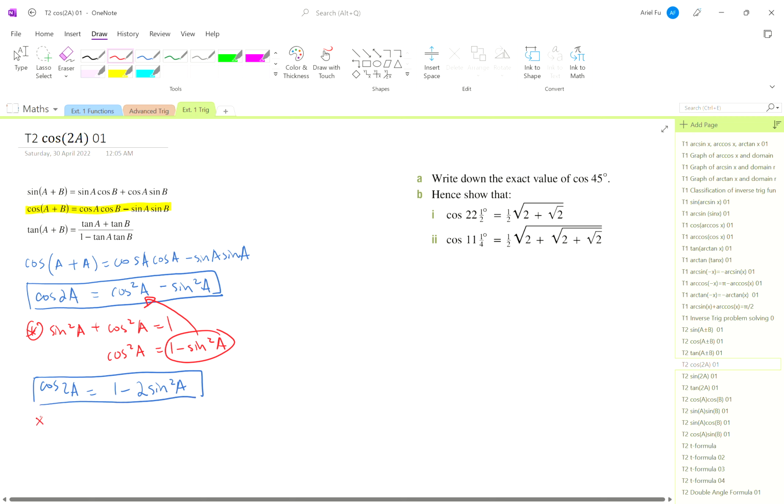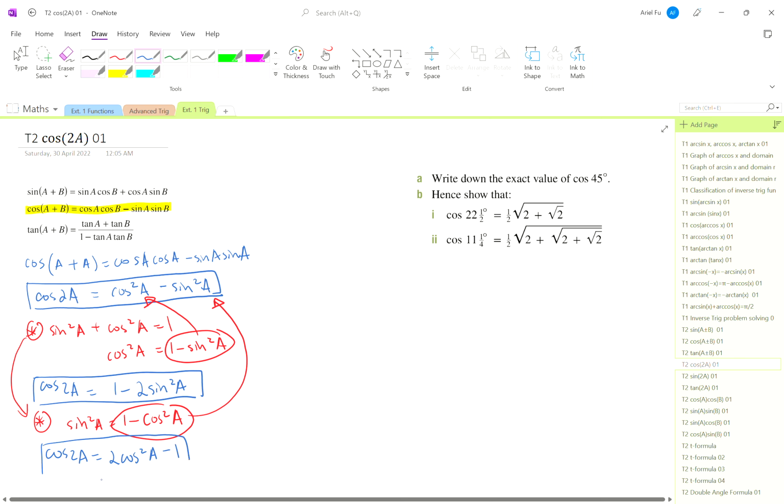Similarly, if we rearrange the Pythagorean identity, we can also say that sine squared a is equal to 1 minus cosine squared a. Now, if I take this and substitute it into the second part of the formula, I'm going to get the last one of the cosine 2a identities, which is cosine squared a minus (1 minus cosine squared a), which is 2 cosine squared a minus 1.